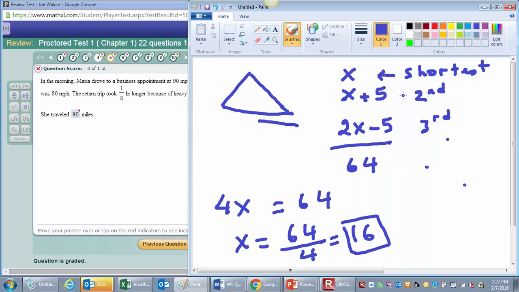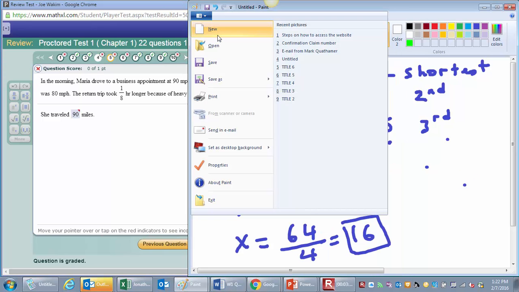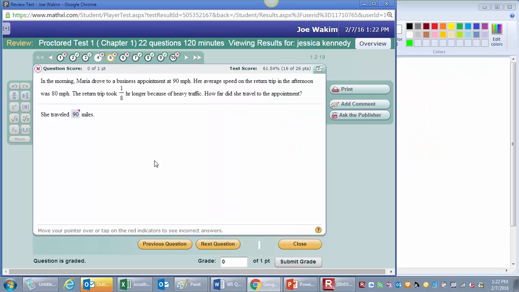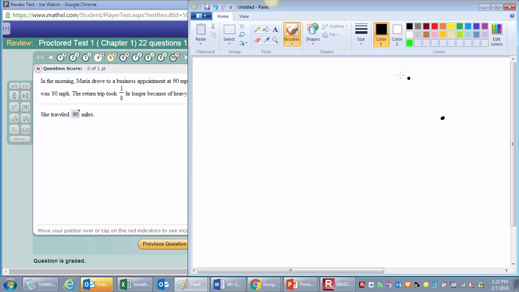On number 5, we have a distance problem. And let's try to solve this problem. Maria drove to a business appointment at 90 miles per hour. So let's say she traveled this much. Maria traveled this much, and the speed is 90 miles per hour. So we have 90 miles per hour here.